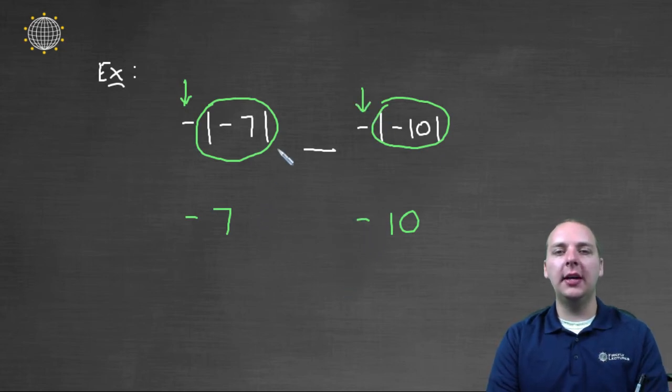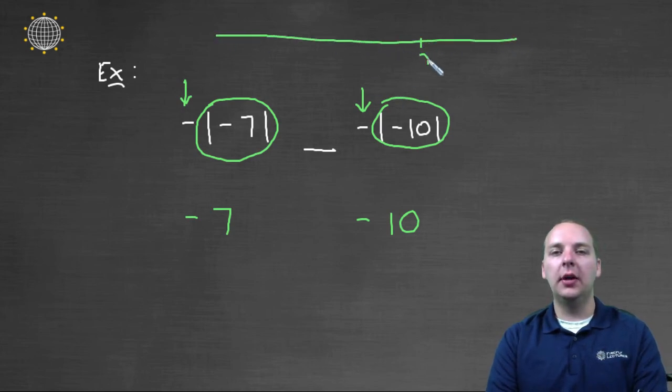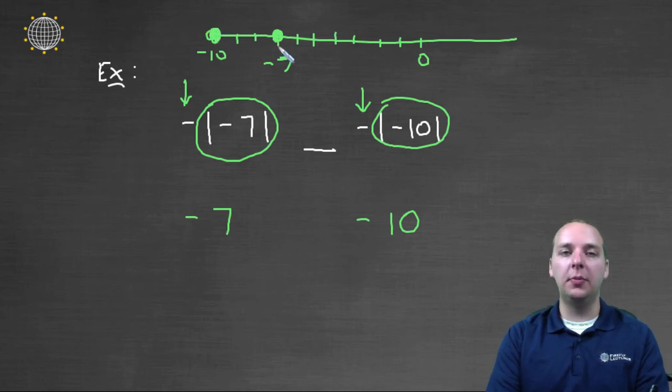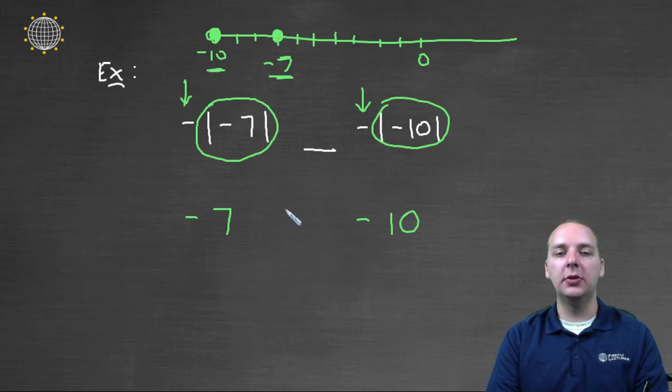Okay, now both of these are negative, so we might at some point even have to revert back to a number line. So if here's 0 and we have negative 1, 2, 3, 4, 5, 6, negative 7 right here, negative 8, negative 9, negative 10, you'll remember on a number line, a number that's to the right of another number is the larger number. So in this case, negative 7 is larger than negative 10. So it's greater than negative 10 simply because it's to the right of negative 10 on a number line.